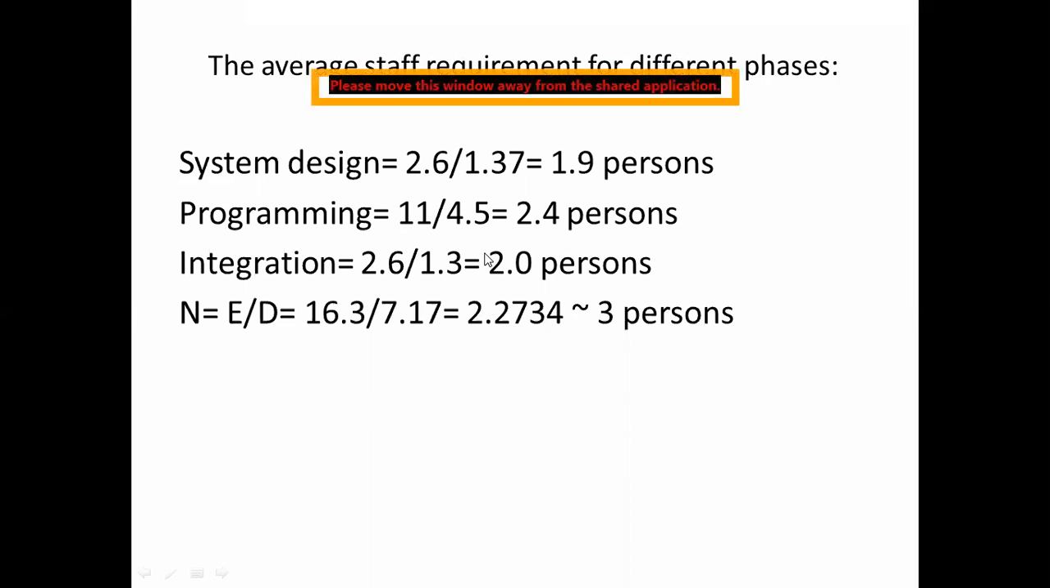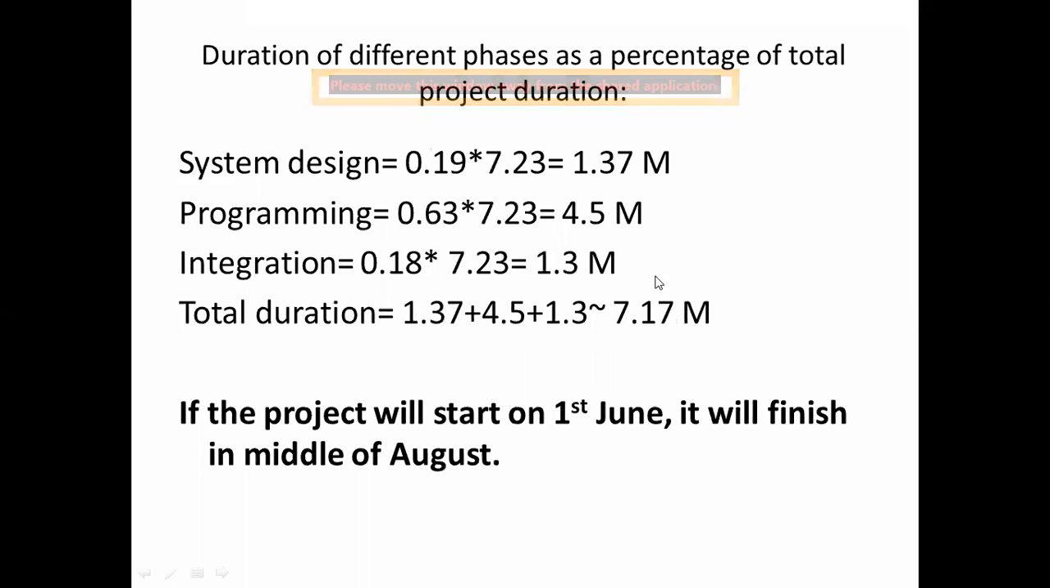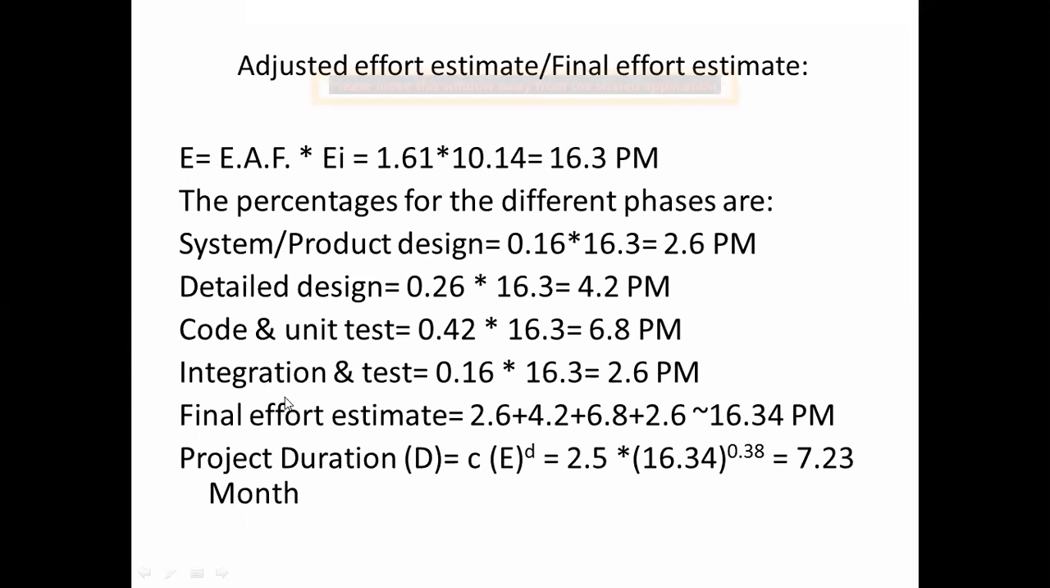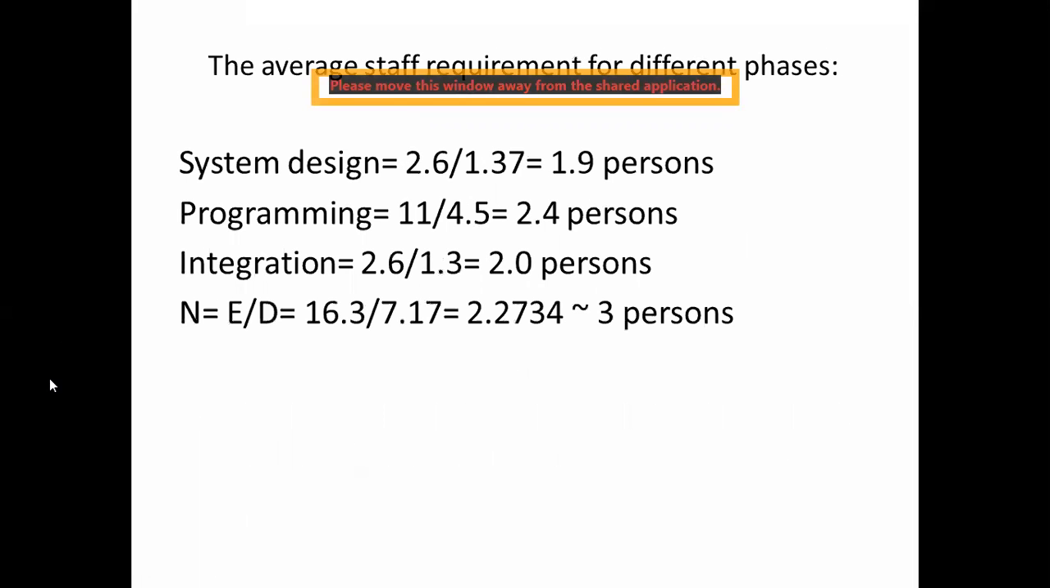Now only one attribute is left, that is integration. For integration, this is 2.6 divided by 1.3. You can see here we have 1.3 for the duration of integration, and for integration and test you have the value 2.6. Now 2.6 divided by 1.3 will come 2 persons.